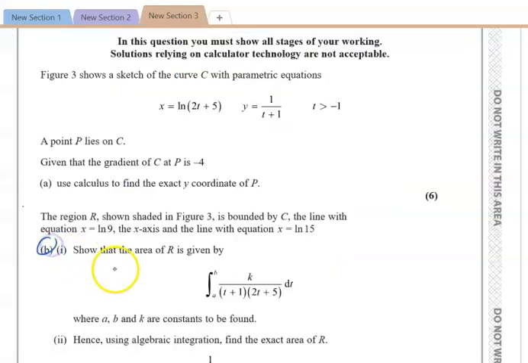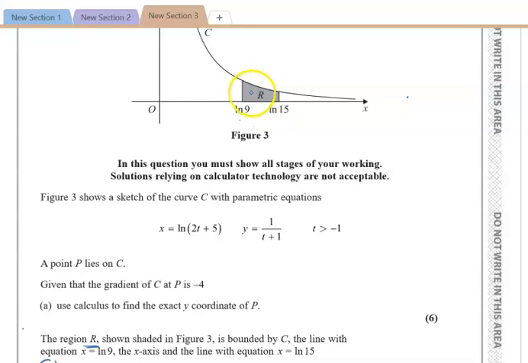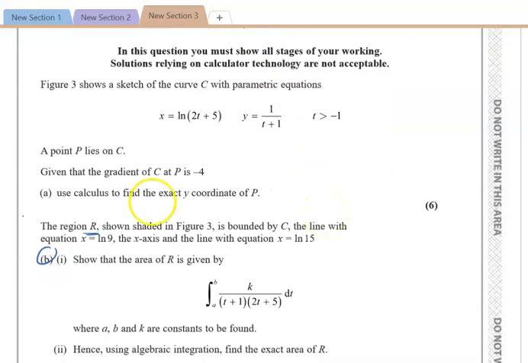Part B of the question. Now they say that there's a region R. The region R is shown in the figure. This region R is bounded by the curve and the line, natural log of 9 and natural log of 15. So what the first question is asking us to do is to show that this area is given by that integral, where a, b, and k are constants to be found.